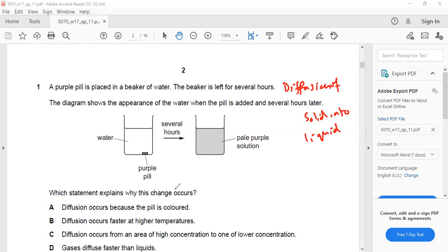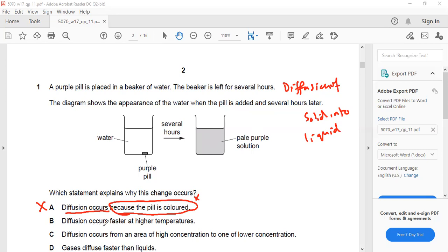It's very simple. One drop of ink when you add into a glass of water, after several hours you will see that the entire water turns into a blue solution, if the ink is blue. So which one is correct? First, eliminate the wrong answer. Diffusion occurs because the pill is colored. No, up to here it's correct, but this part is not correct. Whether it is colored or not colored, diffusion takes place.